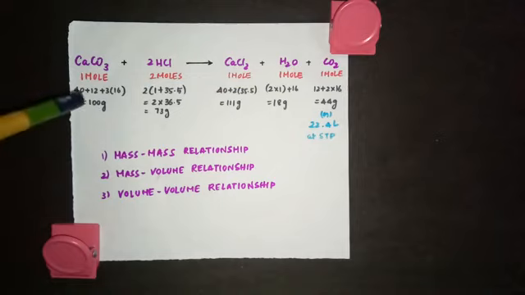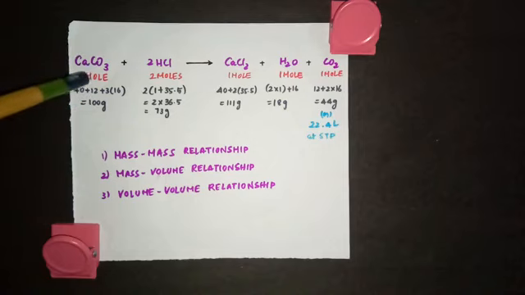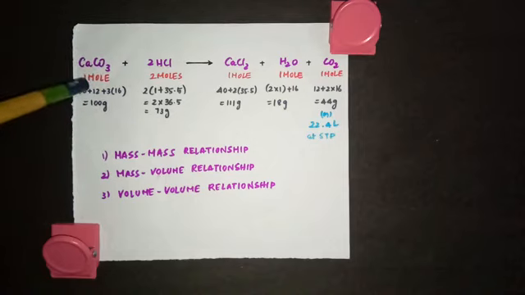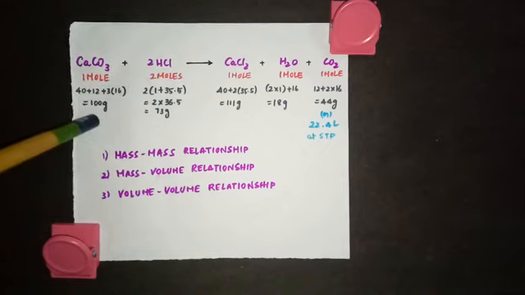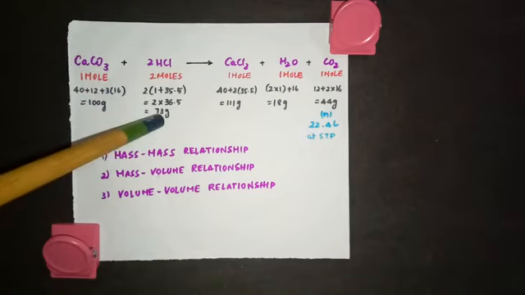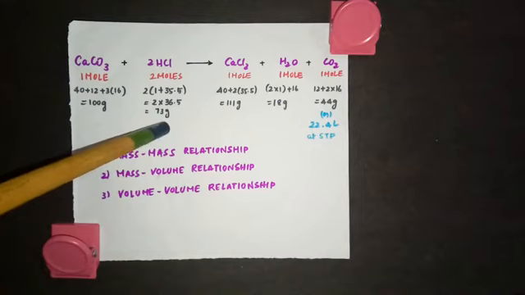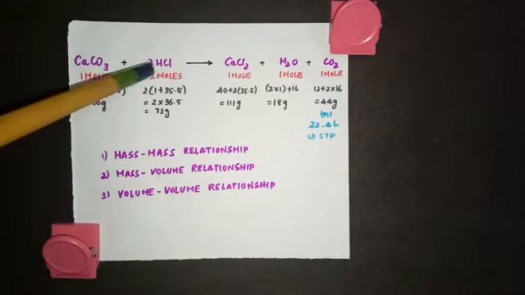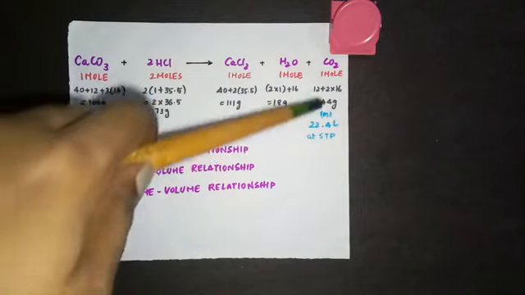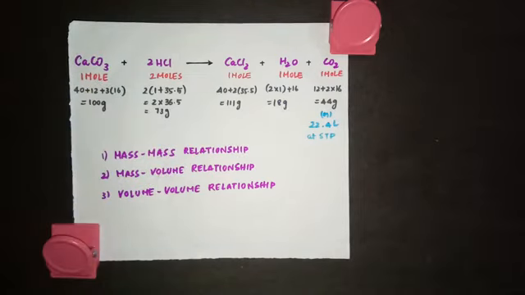So you can say, according to this equation, 1 mole calcium carbonate combines with 2 moles of HCl, or in terms of amount, you can say 100 gram of calcium carbonate is combining with 73 gram of hydrochloric acid. If it is gas, you can say 100 gram of calcium carbonate combines with 73 gram of HCl to give me how many liters of carbon dioxide? 22.4 liters of carbon dioxide.